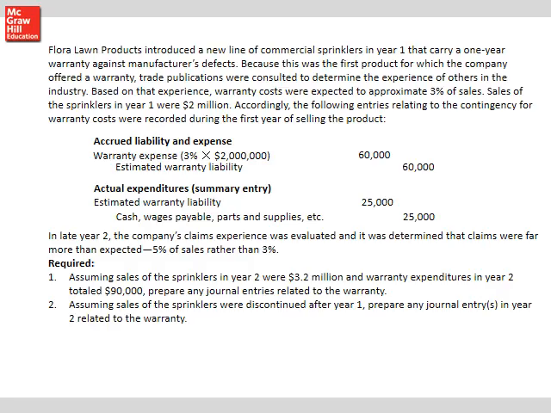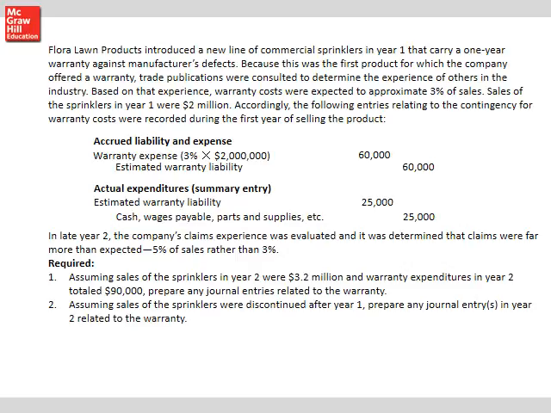Exercise number 24. Flora Lawn Products introduced a new line of commercial sprinklers in year 1 that carry a 1-year warranty against manufacturer's defects. Because this was the first product for which the company offered a warranty, trade publications were consulted to determine the experience of others in the industry. Based on that experience, warranty costs were expected to approximate 3% of sales. Sales of the sprinklers in year 1 were $2 million. Accordingly, the following entries relating to the contingency for the warranty cost were recorded during the first year of selling the product.